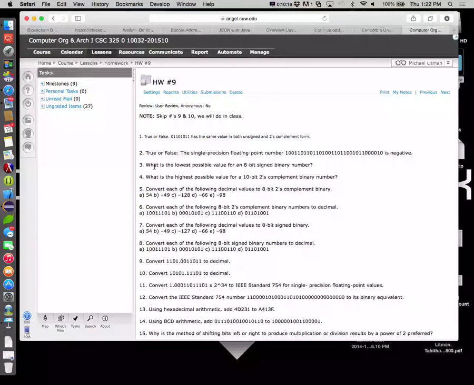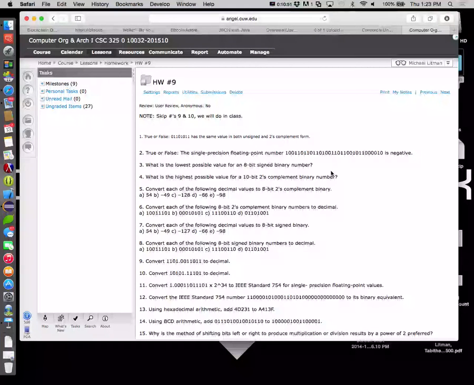So that is number 3. Lowest possible value for an 8-bit signed number. 2 answers you could have put in there. Actually, realistically, probably the answer that it's really asking for is 8 ones. Negative 127, or sorry, negative 128. But you could have also put in the decimal, negative 128. That's fine. Okay.